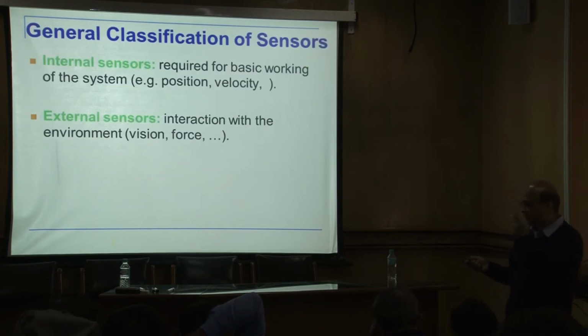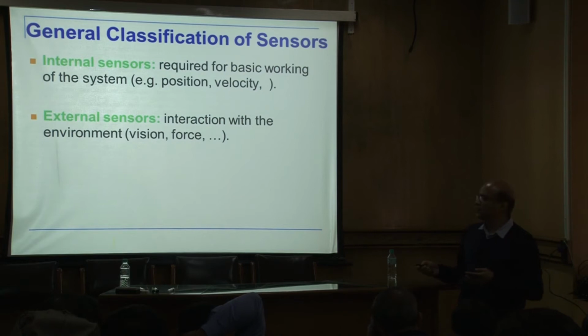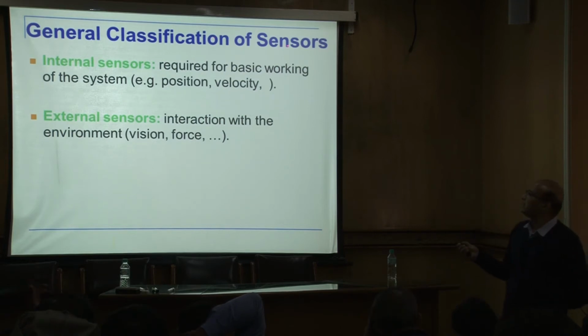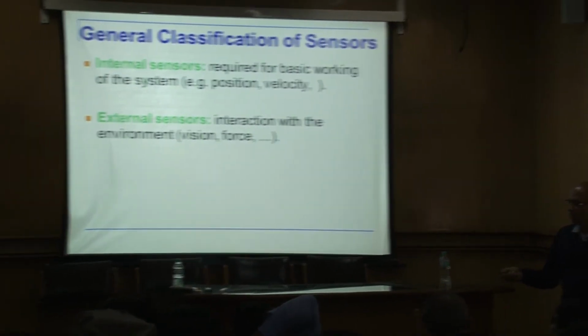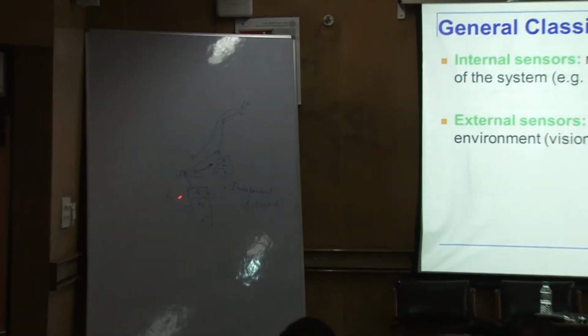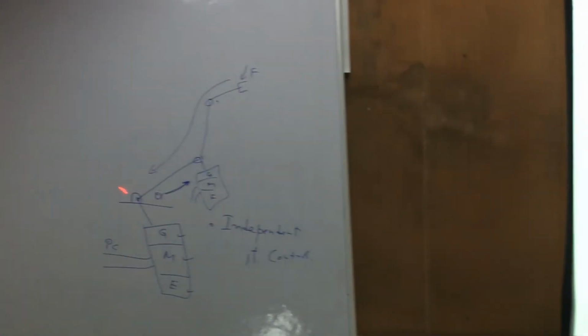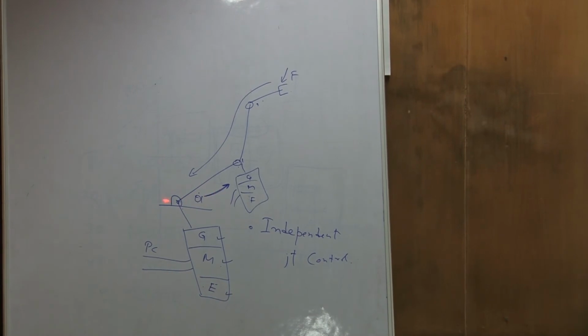Now, looking at sensors first, sensors are generally classified into two groups. One is an internal sensor, the other is an external sensor. So, internal sensors are required for the basic working of the system. So, for example, the robot that I drew there, for the PID controller to work, it must know what is the position of that joint at every instant. And that feedback is coming from the encoder which is here. The encoder is telling the controller where is that theta. Okay? So, this is an internal sensor.